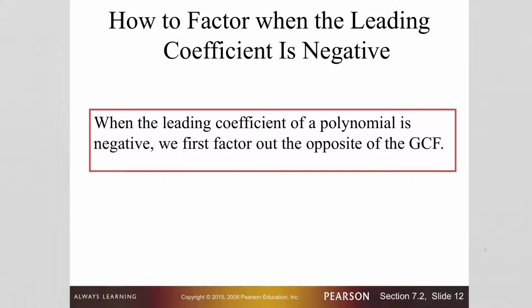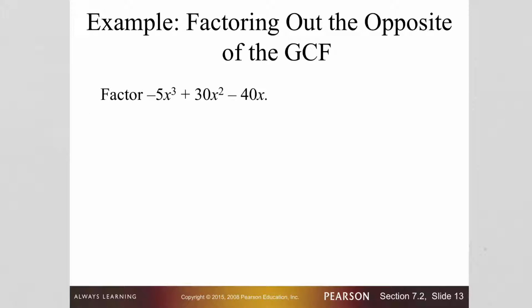Okay, this is kind of an important page. So it says how to factor when the leading coefficient is negative. When the leading coefficient of a polynomial is negative, we first factor out the opposite of the GCF. So that means that you want to factor out a negative whatever. Whatever it is the GCF, you want it to be negative if your leading coefficient is negative. Alright, so take a look at this.